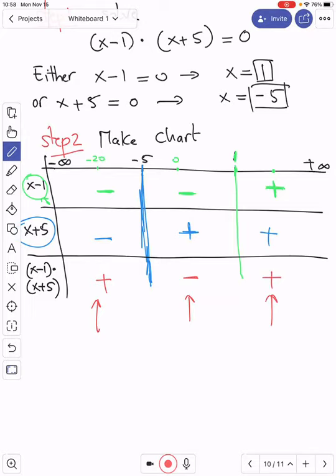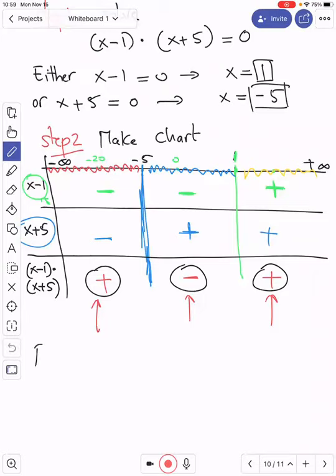So what I'm saying is, I have 3 intervals. The first interval is from negative infinity to -5, the second interval is from -5 to +1, and the third interval is from 1 to +infinity. In the first interval, my whole expression is going to be positive. In the second interval, the whole expression is going to be negative, and in the third interval the whole expression is going to be positive.